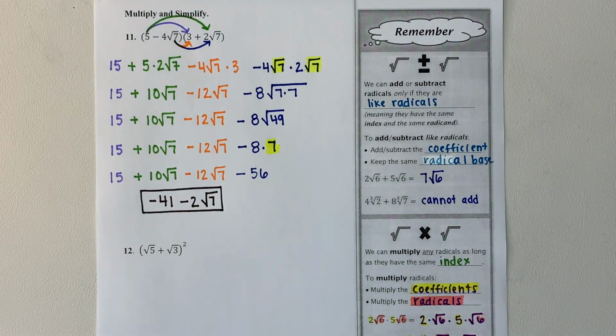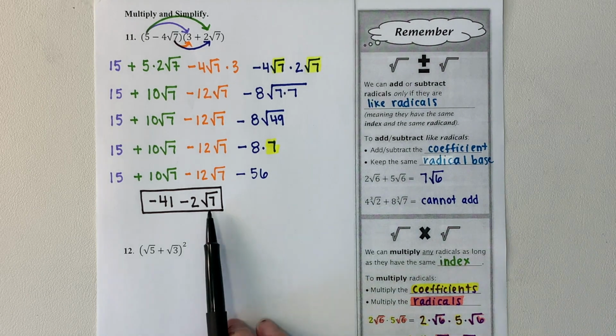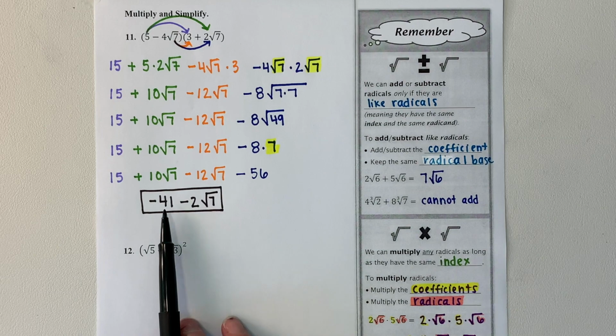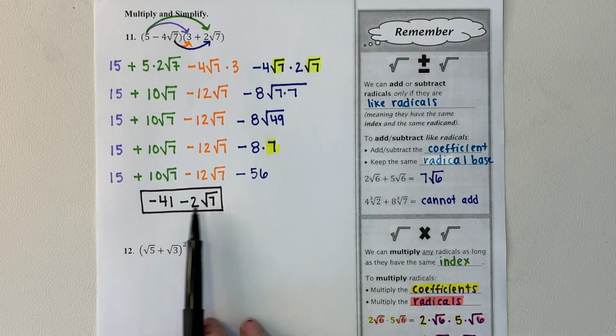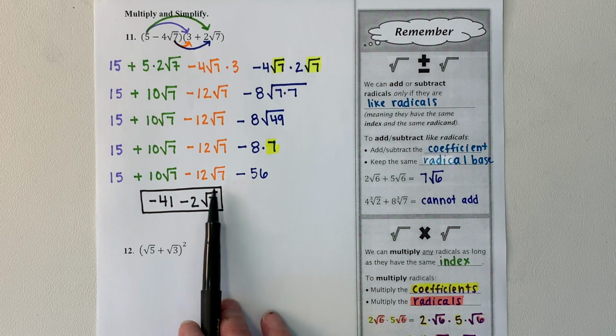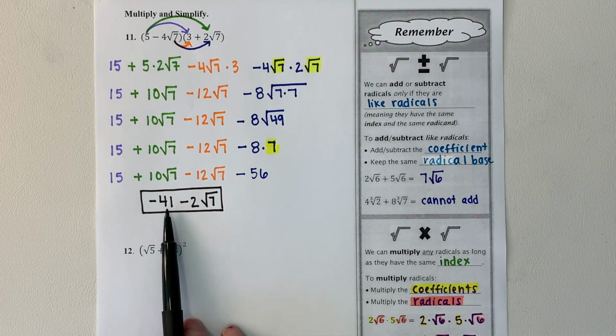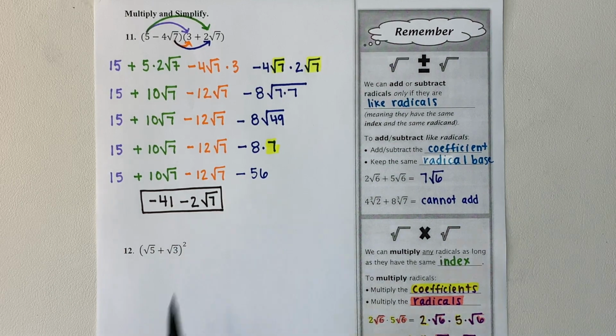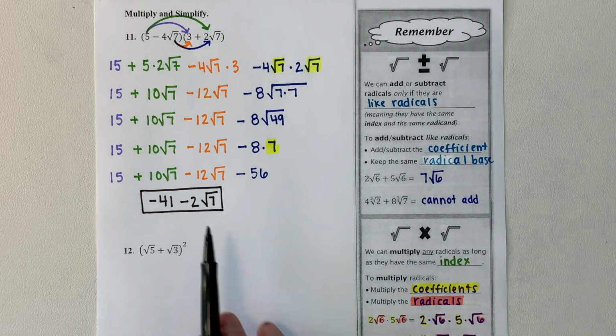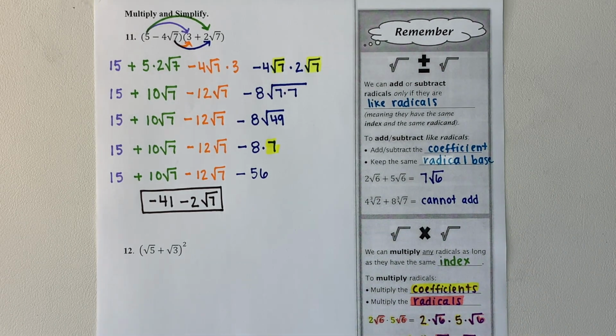Now, can we simplify any further? Well, you always want to look at the radicals in your final answer to see if those radicals can be simplified. The square root of 7 cannot be simplified since there's no perfect squares that multiply evenly into 7. Also, can we combine these terms? No, because these are not like radicals. This has a radical base of the square root of 7, and this has no radical base at all. So these are not like radicals, they can't be subtracted. So this is our final fully simplified answer.